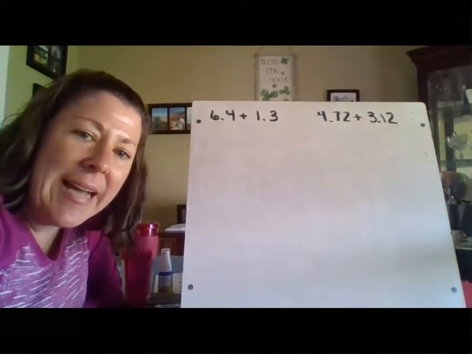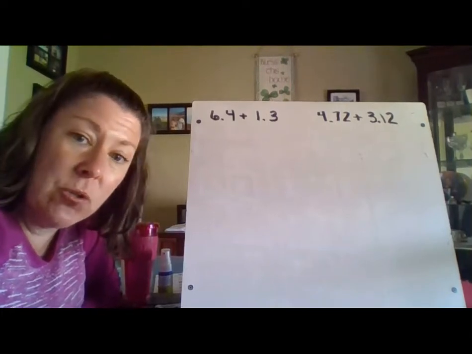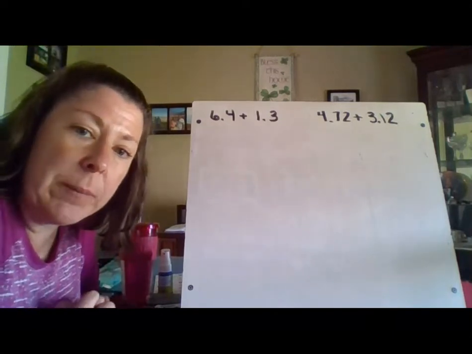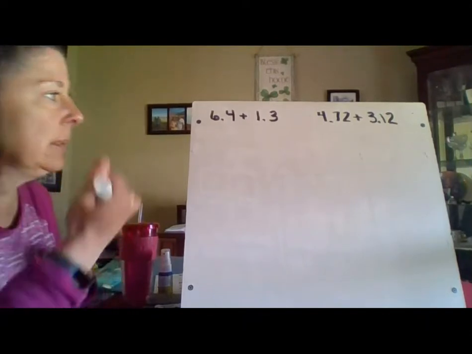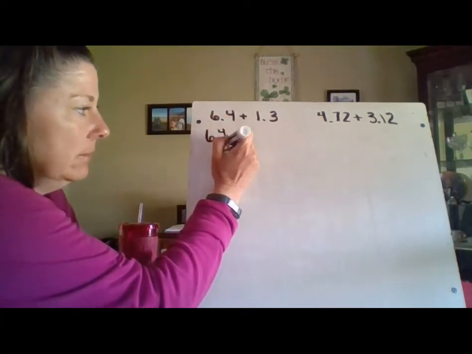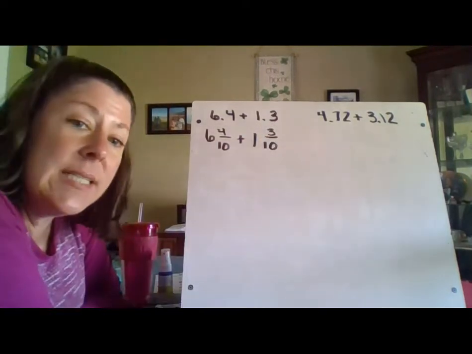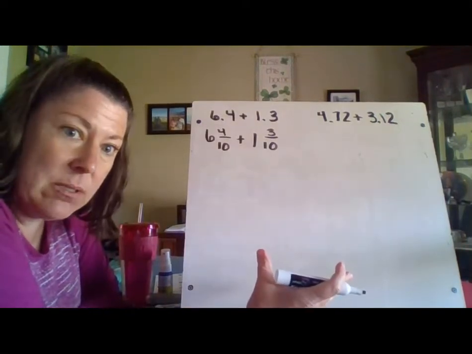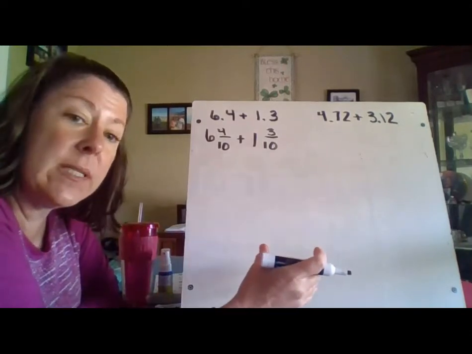So today we're going to be adding decimals, but before we add them, we're going to be converting them to fractions. So in my first example, 6.4 plus 1.3, 6 and 4/10 plus 1 and 3/10. These examples are not in your packet. We're going to do several examples having to do with this topic, and then I'll do one or two examples from your packet.